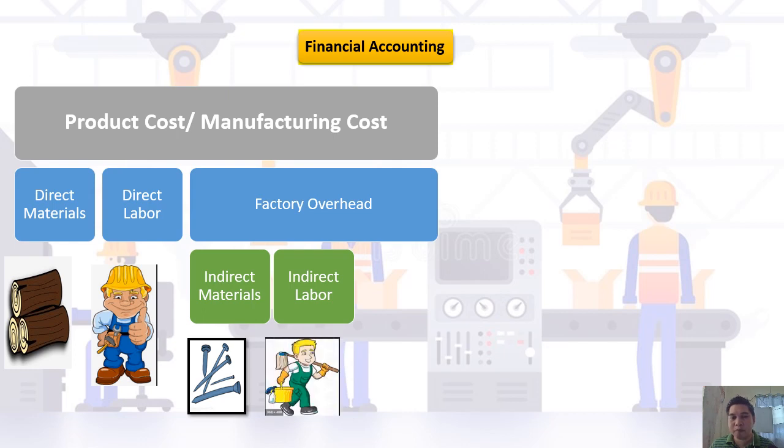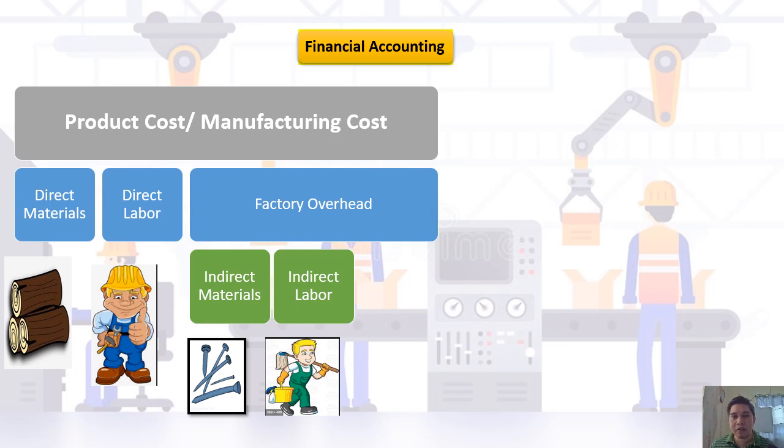So another example po niyan is yung mga janitors dun sa ating factory. Although ang janitors po ay ang work nila ay maglinis ng factory, hindi po sila considered as direct labor because they are not directly related to the production of the product. So naglilinis lang sila para malinis po yung working area ng ating mga factory workers. In that case, yung janitors na sa factory, considered po yun as indirect labor under factory overhead.